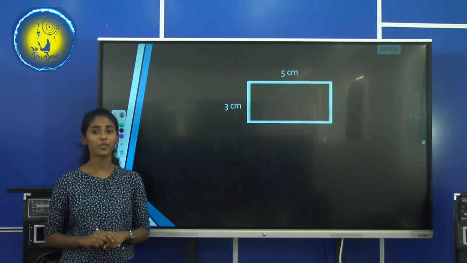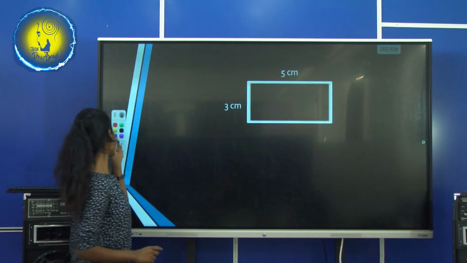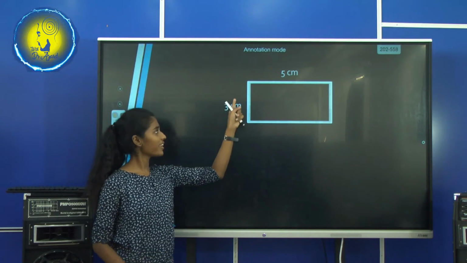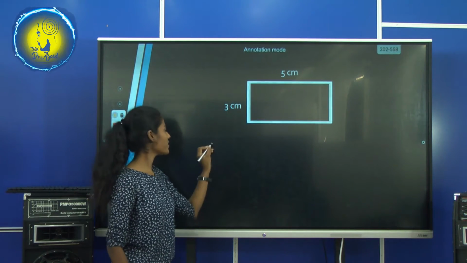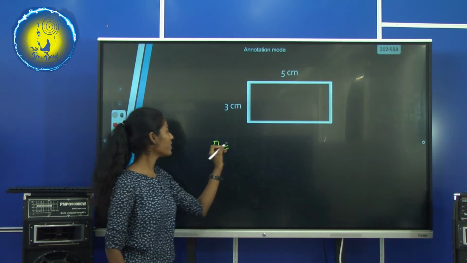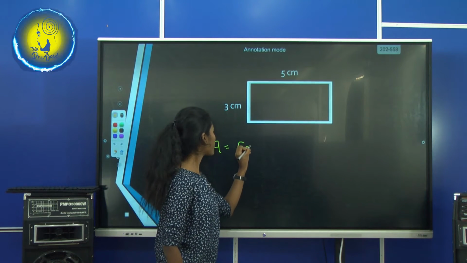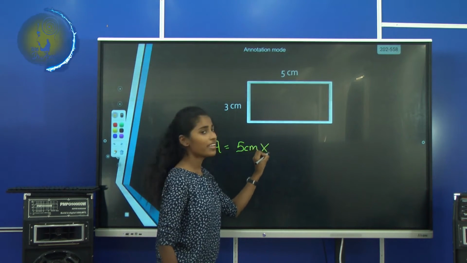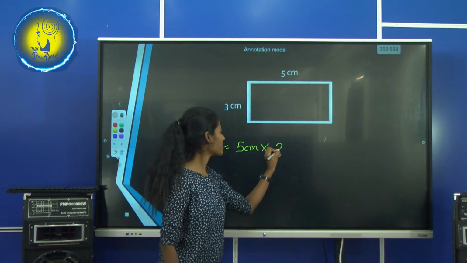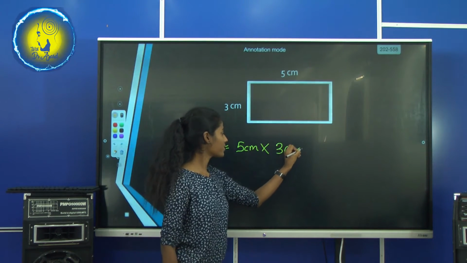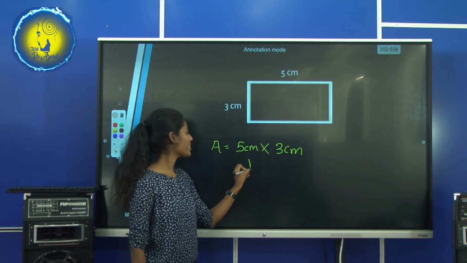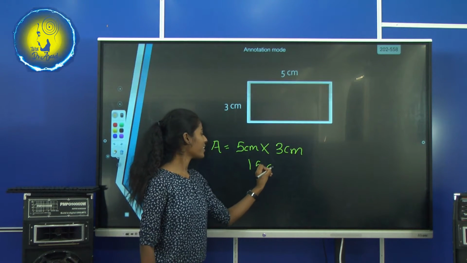Okay, let's find out the area of this rectangle. What is the length? Length is 5 centimeters. We use A equals 5 centimeters into breadth equals 3 centimeters. 5 into 3, how much? 15 square centimeters. That is the answer.